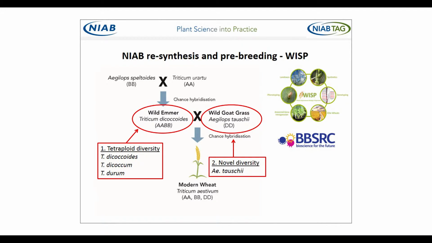We also look at new genetic diversity and how it can be deployed in breeding. To do this, we resynthesize the hexaploid genome of wheat by going back to its ancestral species. And these include a range of Triticum dicoccoides and dicoccums, so wild and domesticated emmer wheats, which represent the A and the B tetraploid genomes of wheat, as well as goat grass, which more recently hybridized with tetraploid donors, giving rise to what we now know as bread wheat.